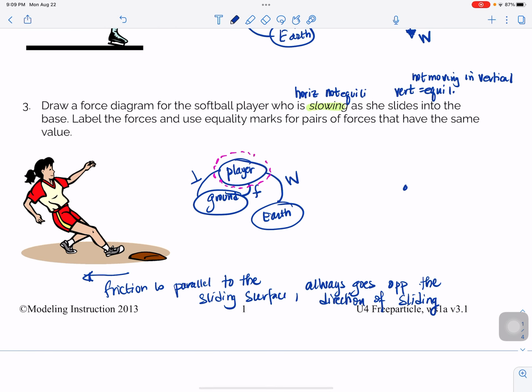All right, so here's our dot. As we look, we need to know how many arrows to put on it. As we look at the boundary, how many lines break the boundary? The answer is 3. Weight always goes straight down.